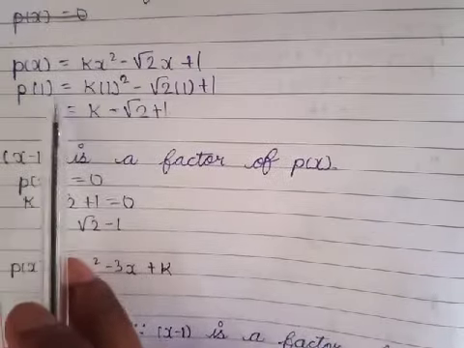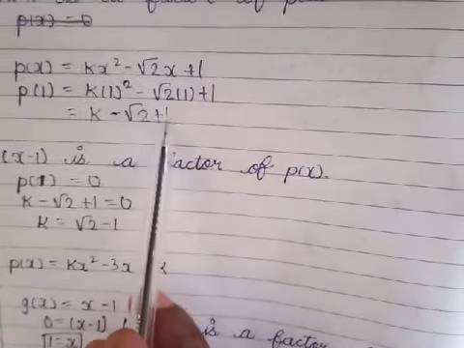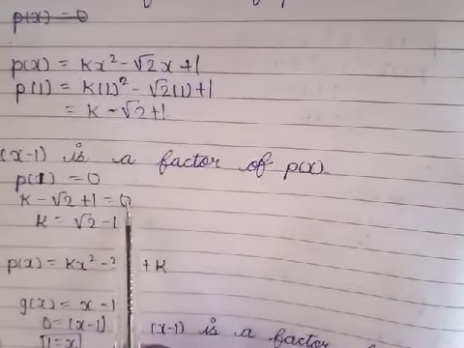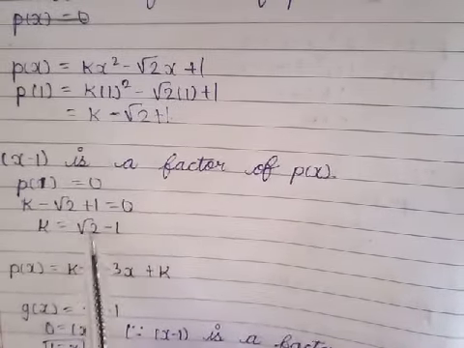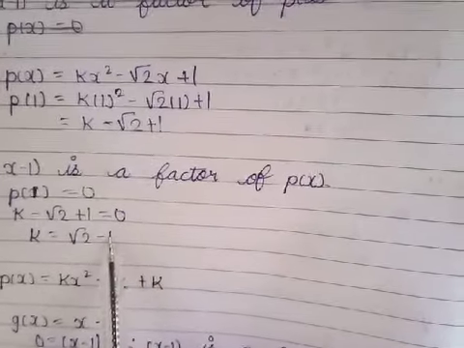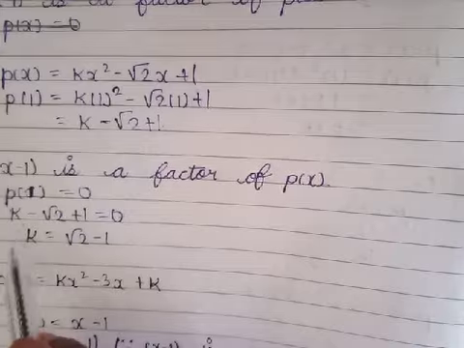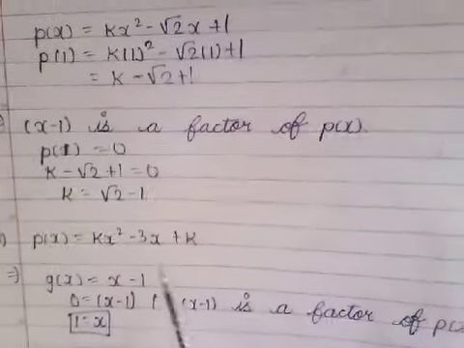What is p of 1? k minus root 2 plus 1. See? So put it in the bracket. So minus will go to the other side, so it will become plus, and plus will move to the other side, it will be minus. So k is equal to root 2 minus 1. Is it? Isn't it? Let's move on to the fourth question.